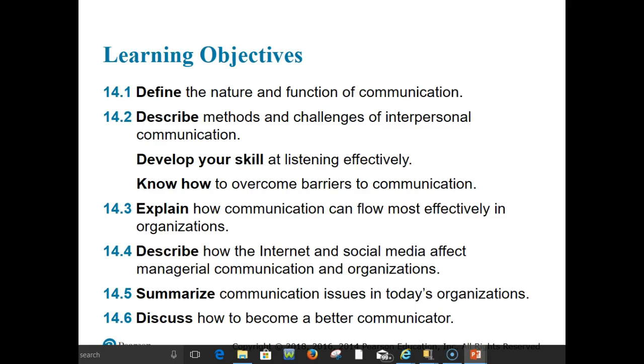So first we'll cover the learning objectives for Chapter 14. We are going to define the nature and function of communication. Then we're going to describe methods and challenges of interpersonal communication. Then we're going to develop your skill at listening effectively. We're going to know how to overcome barriers to communication. Then we're going to explain how communication can flow most effectively in organizations. And then we're going to describe how the internet and social media affect managerial communication and organizations. We're going to summarize communication issues in today's organizations. And finally, we're going to discuss how to become a better communicator.